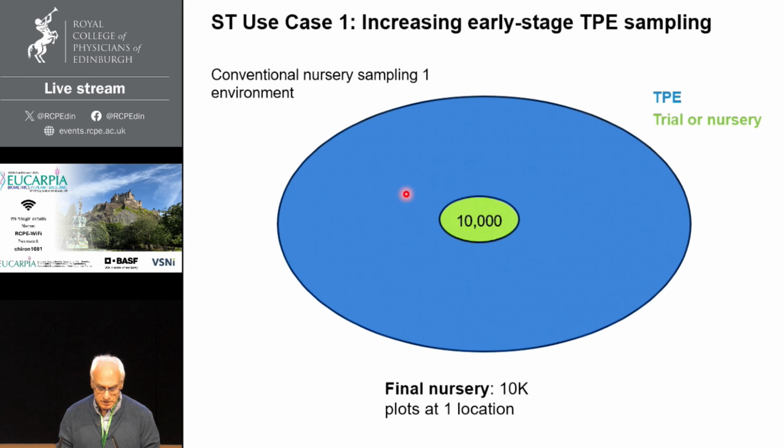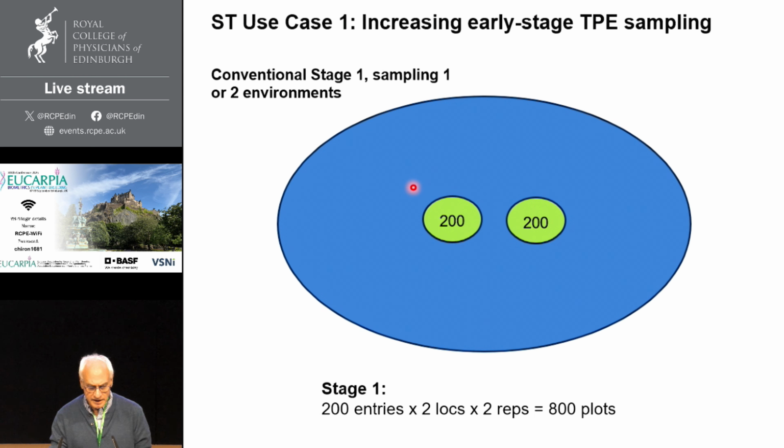And in a typical program, a nursery might evaluate something on the order of 10,000 candidates without replication and probably without, for example, yield measurement at a single location. It'll be visually selected for adaptation. And then that population will be severely cut.